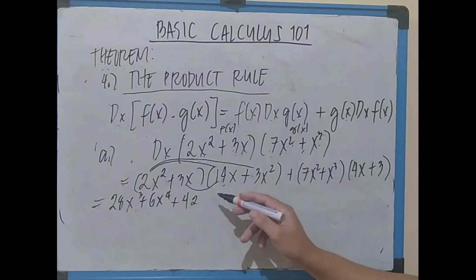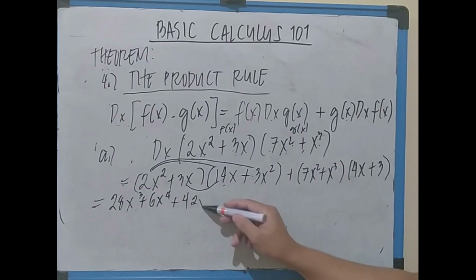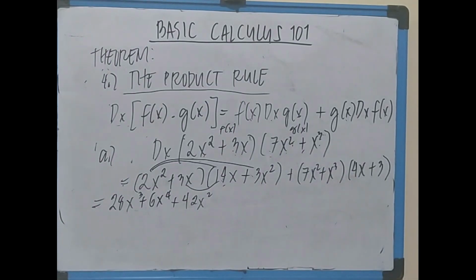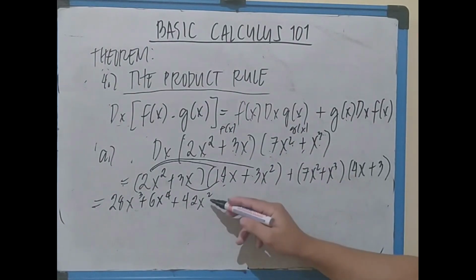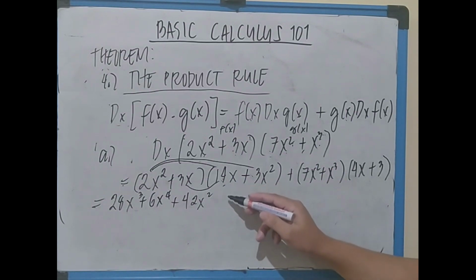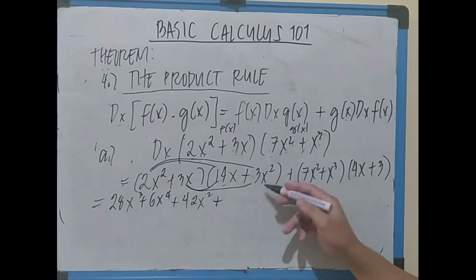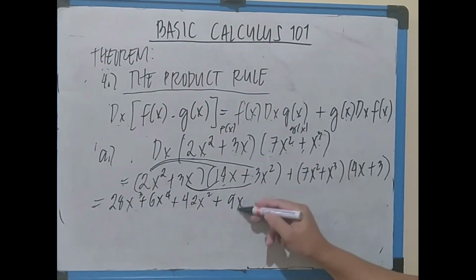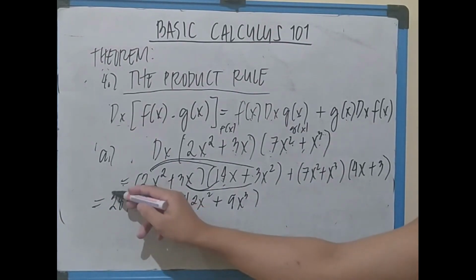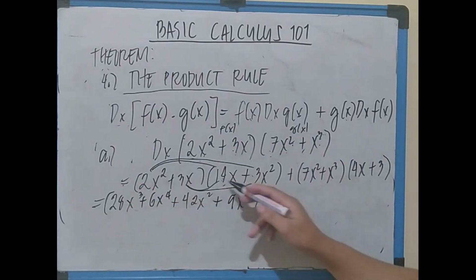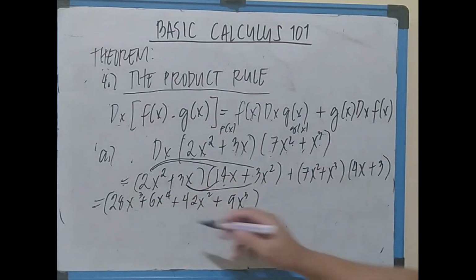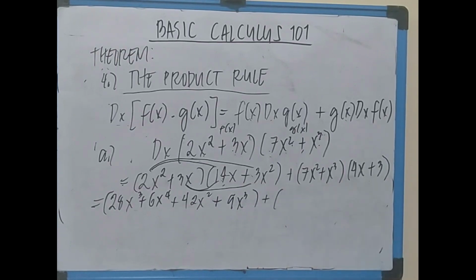Let's check. Baka mali tayo. Okay, so 42x squared. So 14 times 3 yan. So plus, and plus, we have 3x times 3x squared will be 9x cubed. Okay, so ito na po siya. So, the product of this one is ito na po. Then, sa kabila naman ganun din po.